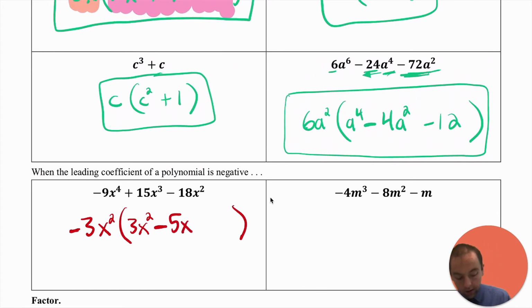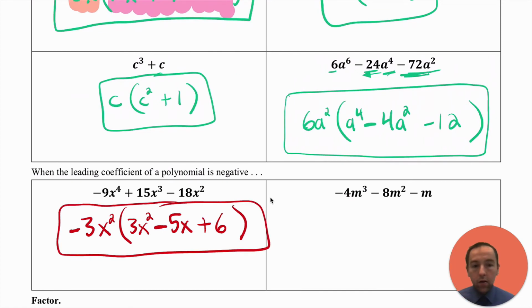And then finally you're going to have a positive to multiply with that negative 3, a positive 6 right there with no x. So that would give you that factored expression there. And then the one right next door also has a negative leading coefficient, so you definitely need to factor out a negative. Number-wise, you have a 4, an 8, and a 1, so they're not divisible by anything other than just a 1. But in terms of variables, you're going to have to factor out an m. So negative m is going to be the GCF that you'll want to factor out.